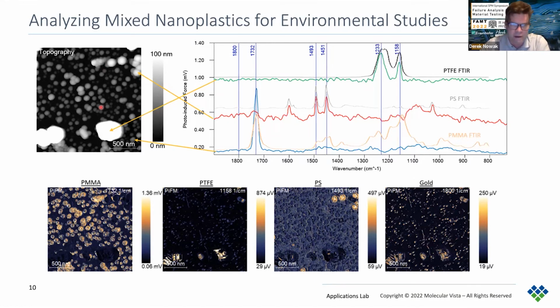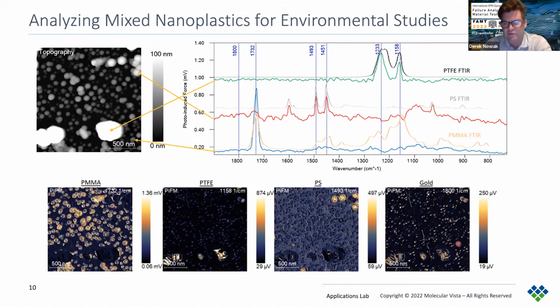And so here's our topography, what you traditionally get from your AFM. Maybe you get some phase imaging with that, but now we can highlight where the polystyrene is, which is a 1493 wave number, and you can see this cluster of particles up here lighting up. We could switch over to PMMA, which are these smaller ones, and you can see all the PMMA particles lighting up, the nylon particles here, the PTFE, and then there was some gold material also mixed in.